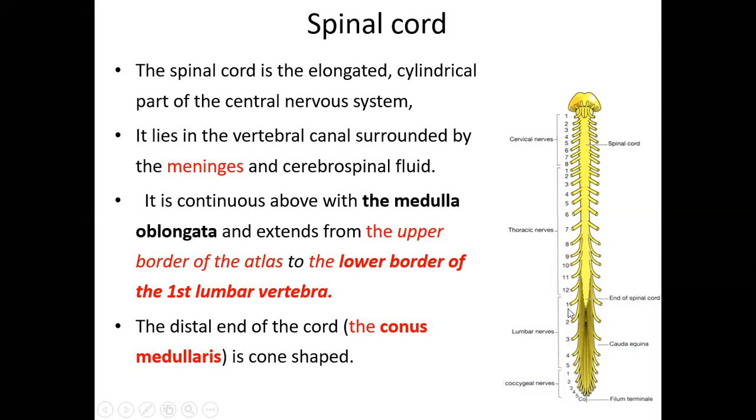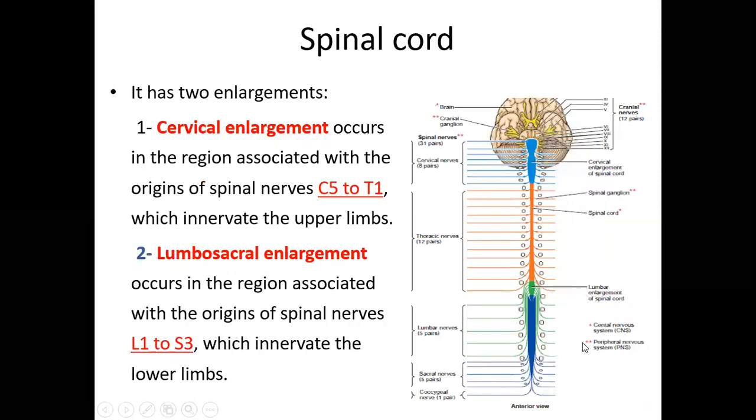Vertebra are not shown here, thoracic, and it will end at the first lumbar vertebra. The distal end of the cord, the conus medullaris, is cone shaped. If you see here, the lower part of the spinal cord looks like a cone. So it is called conus medullaris. It is nothing but the cone of the spinal cord.